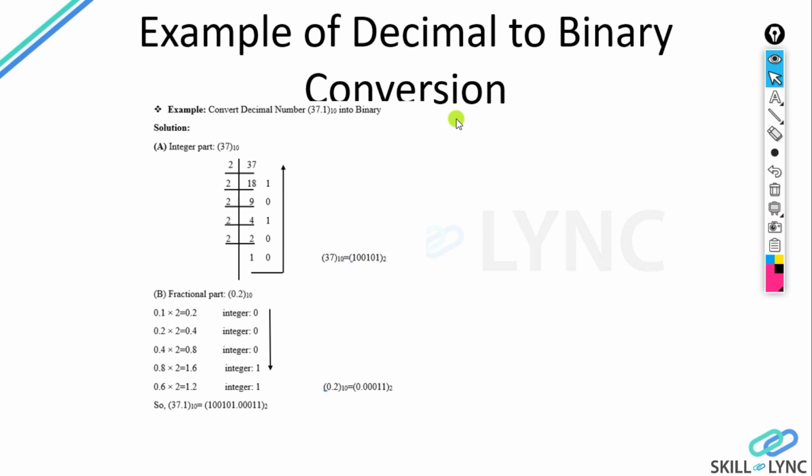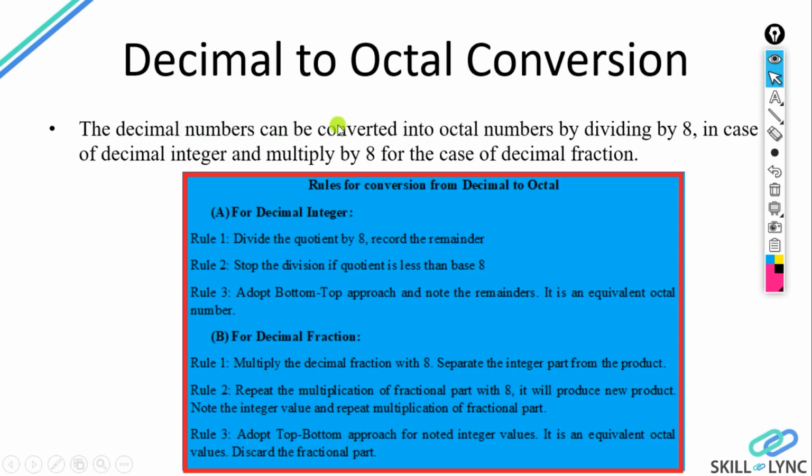And when we will go with the decimal to octal number system, then what we will do, we will divide by number 8. Everything remains the same. It will divide by number 8. So the decimal number system can be converted into octal number system by dividing 8. And rules remain the same. Rule number 1 says divide the quotient by 8, record the remainder, and keep dividing until you are getting the value less than 8. And the approach will be bottom to top.